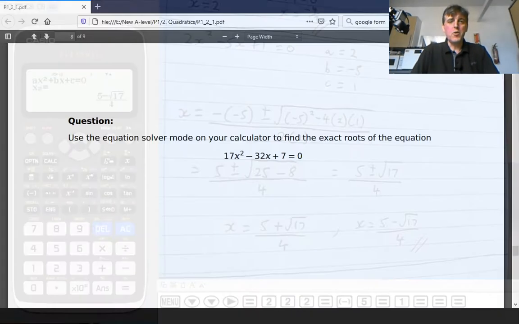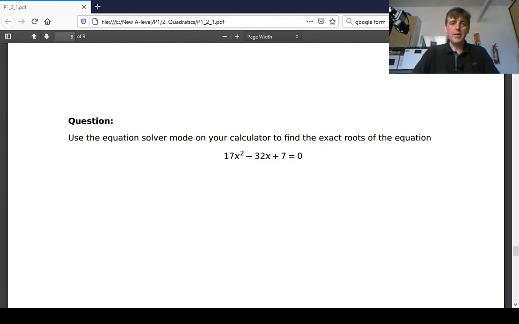So why don't you have a go at using your calculator to solve a quadratic equation? I've got quite a complicated one here. The numbers are a little bit awkward, so I think this is a perfect one to go to our calculator and see if we can use our calculator here. See if you can remember what I did. Rewatch the video if you need to, but have a go at it yourself and restart the video once you've got your answer.